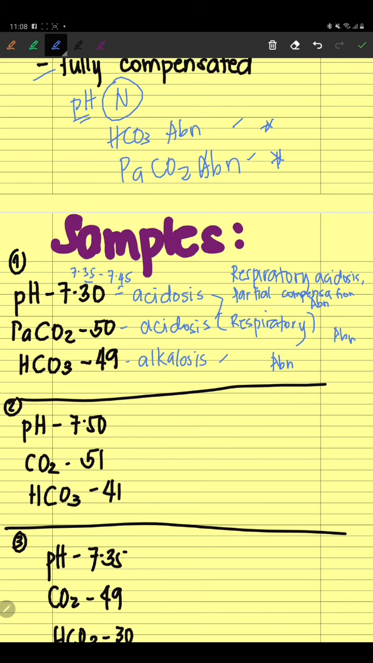Ma'am, paano na-determine na respiratory acidosis? Just take note kung saan nagkapareho yung pH. So, in this case, dalawa silang acidosis. So, most likely, ang problema kasi dyan is respiratory na. Since dito, alkalosis, hindi naman siya alkalosis. So, hindi siya directly related.